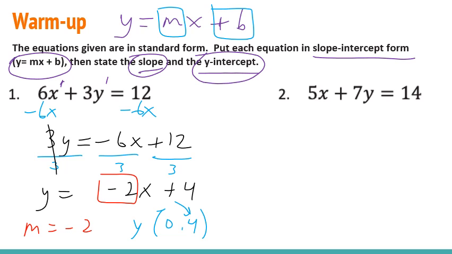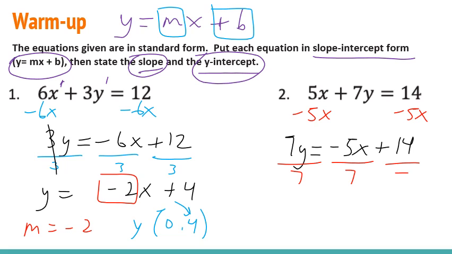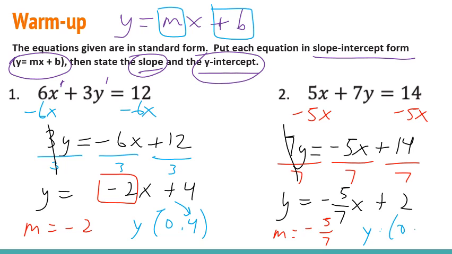I'm going to go through it here now. So we'll subtract 5x. Again, I'm just trying to isolate the y variable. So I have 7y equals negative 5x plus 14. Now I'm going to divide by 7, get the y alone. Make sure I divide everything by 7. So y equals negative 5 over 7 x plus 2. Okay to leave that as a fraction. So in this problem, our slope is negative 5/7, and our y-intercept is (0, 2).